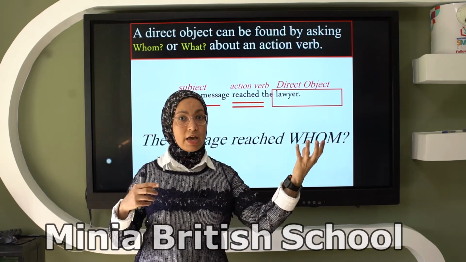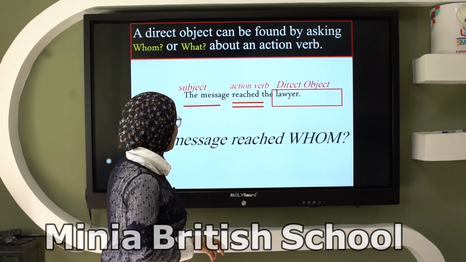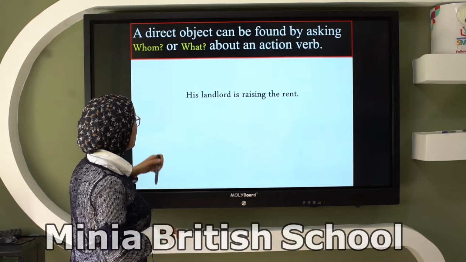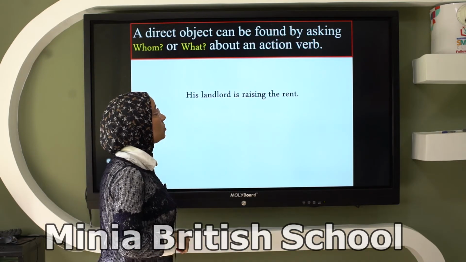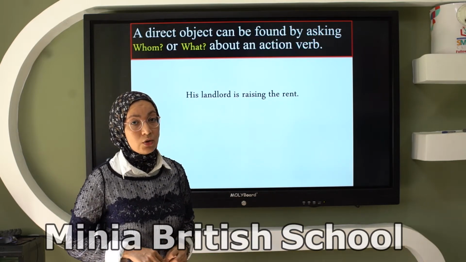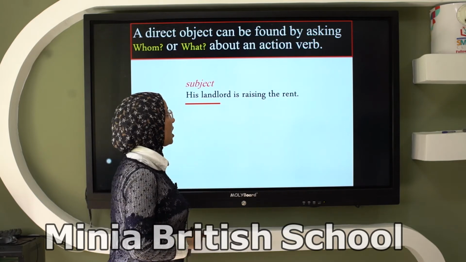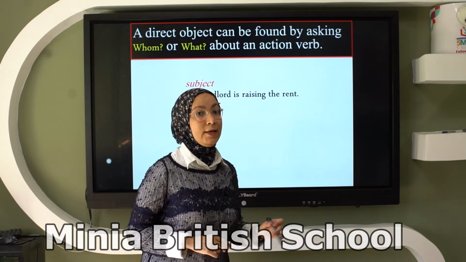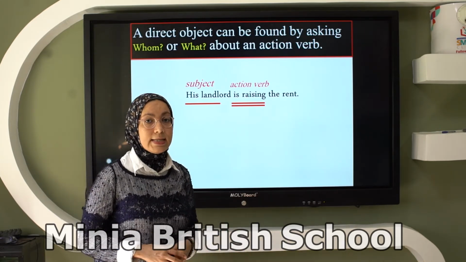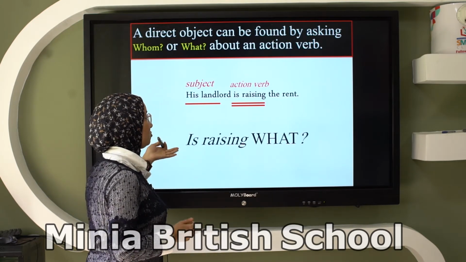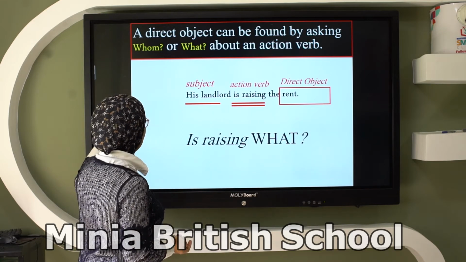So in a simple sentence, I have the subject, I have the action verb, and I have the object, which is the direct object. As we see in another example, his landlord is raising the rent. His landlord here means the owner. Again, our questions. Where is the subject here? The subject here is his landlord. And where is the action verb? It is raising. And the direct object? It's the rent. So is raising what? Is raising the rent. Direct object. Very good.